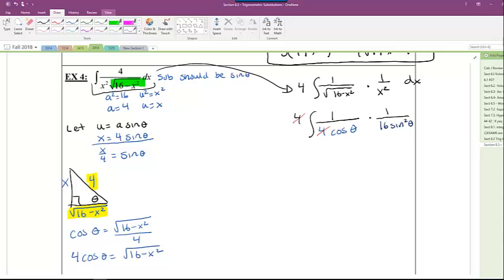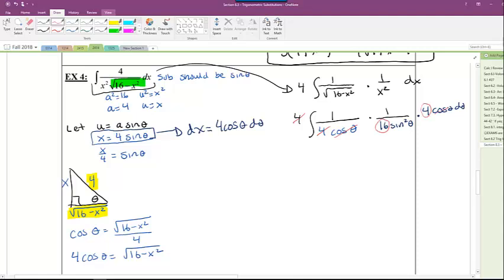And then I need to figure out what is dx. Well, if x is equal to 4 sine of theta, if I take its derivative, dx would equal, well, the derivative of the sine is the cosine. So I have 4 cosine of theta d theta. So I multiply this by 4 cosine of theta d theta. Well, I notice right away that my cosines will cancel and that I can reduce between 4 and 16. And that's going to leave me with a fourth.